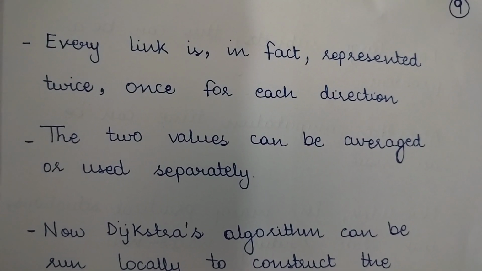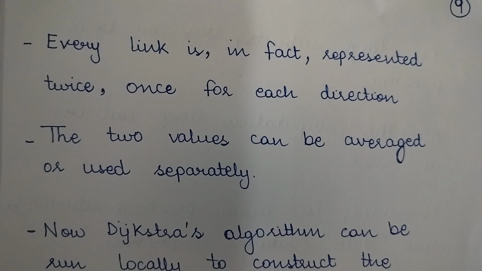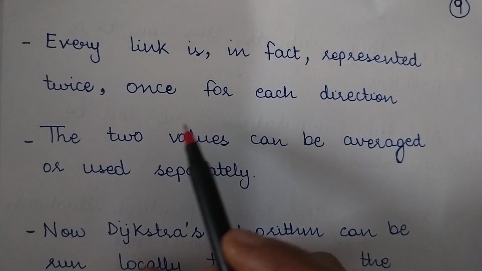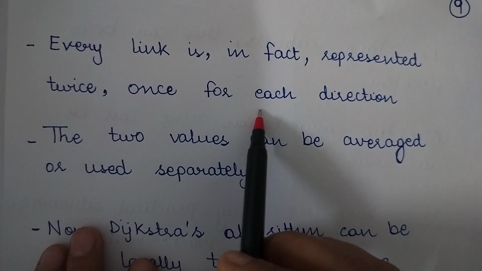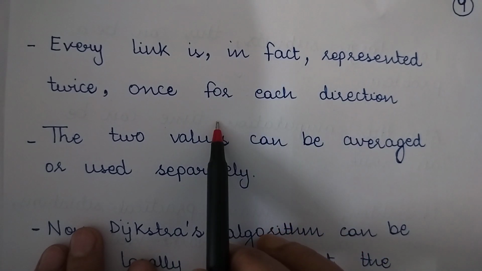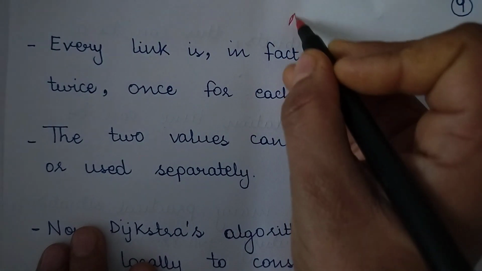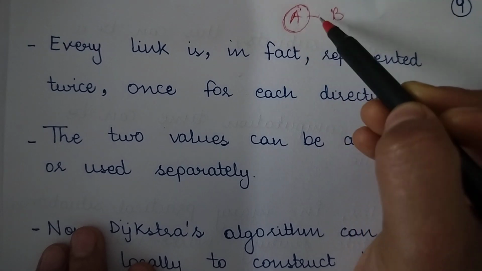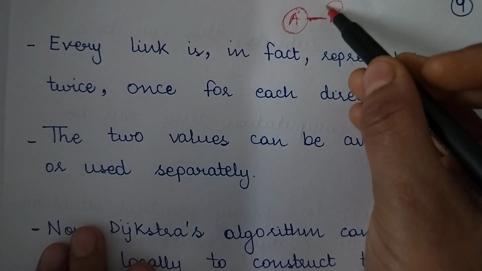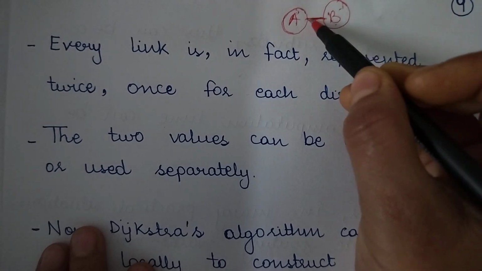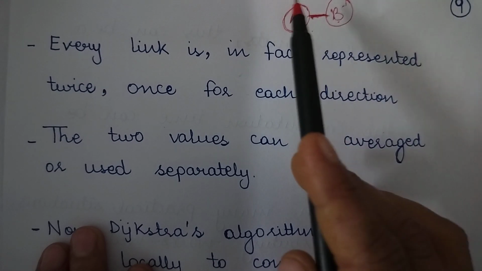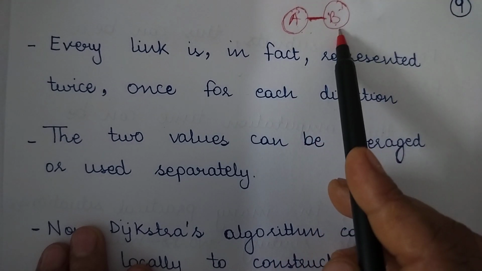Every link is in fact represented twice, because if A is connected to B, then obviously B is also connected to A. So every link is represented twice, once for each direction. That is from A to B and then from B to A. If router A is connected to router B, that means in the link state packet of router A this information will be represented, and in the link state packet of router B also this information will be represented. That means every link is represented twice, once for router A and a second time for router B.